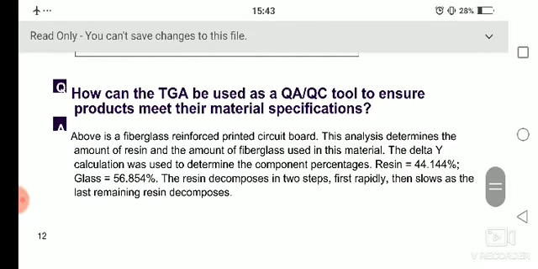How TGA can be used as a QA/QC tool to ensure products meet their material specifications. Above is a fiberglass reinforced printed circuit board. This analysis determines the amount of resin and the amount of fiberglass used in the material. The delta Y calculation was used to determine the component percentage.